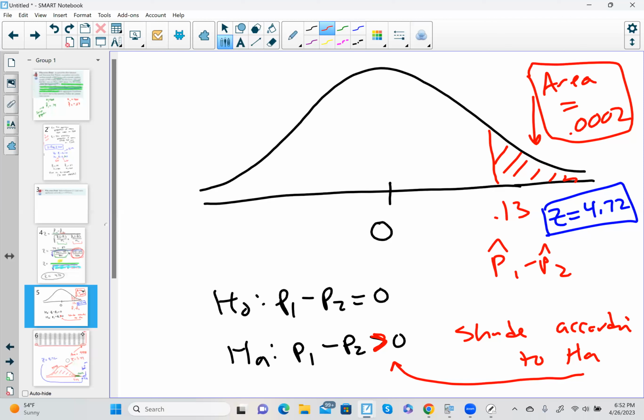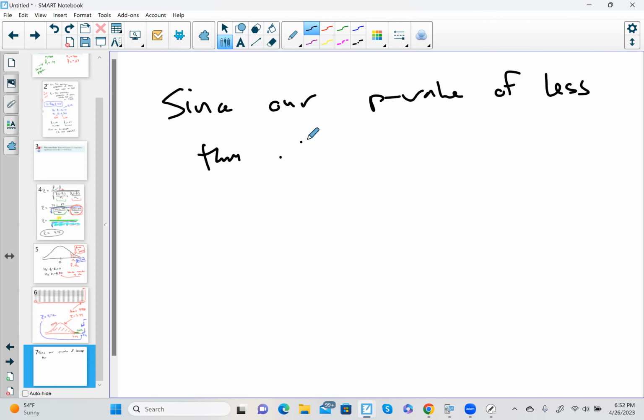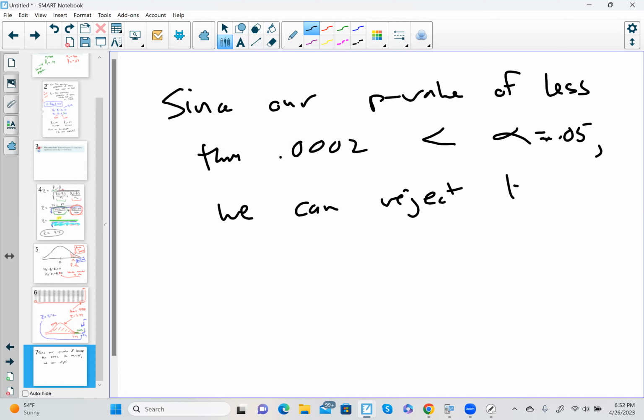All right, so let's go write a final sentence then. So we can say, since our p-value of less than 0.0002 is definitely less than alpha equals 0.05, we can reject H0 in favor of HA. Okay, so that's what we can say. We can reject H0 in favor of HA.